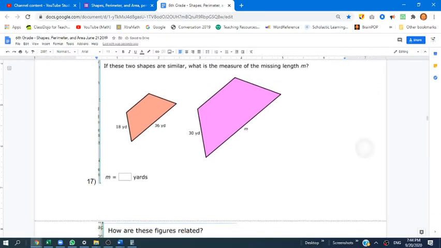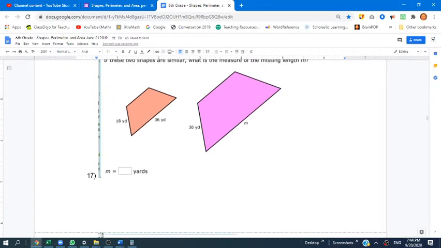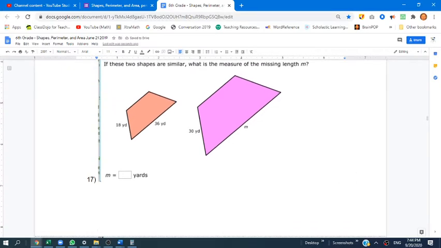Number 17. If these two shapes are similar, what is the measure of the missing length M? So if this is 18, and this is 30, and this is 36, and M, what is M? If you don't know the answer, just put, I don't know. Pause the video if you need more time.